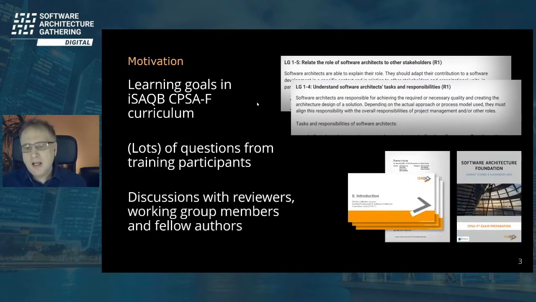And furthermore, I used the last year to develop a foundation level slide set for international training, and had a great chance to work together with Gernot on writing a book. This really went together very well. It complemented each other. But during this time, I had a lot of discussions with reviewers of the slide deck, with working group members, and with fellow authors about this topic. So let's dive into this.